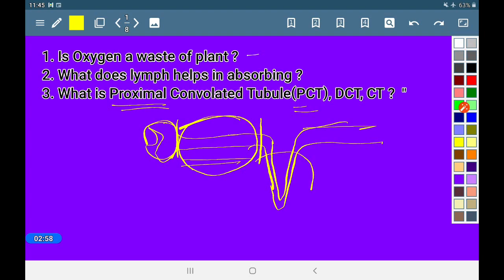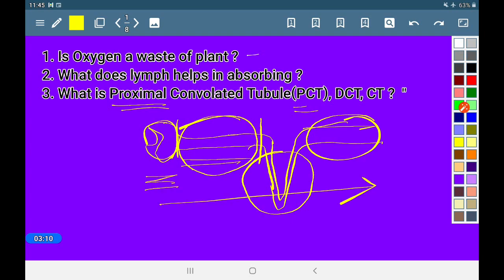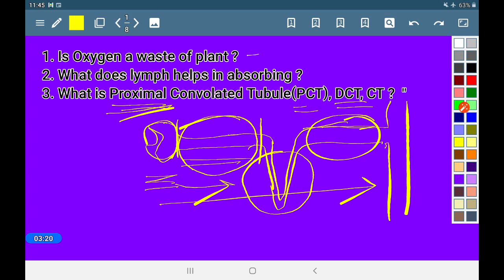After that, Henle's loop separates the distal part, and distal means which is far from these areas. This is far, and this nearer one is proximal. CT means collecting tubule. So these are the tubes of the nephron: the proximal convoluted tubule, distal convoluted tubule, and the collecting tubules.